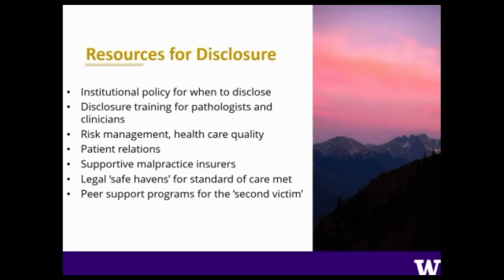Your institution will have resources for disclosure, sometimes disclosure training. Risk management is actually a really good resource. They have a lot of information, and they tend to, surgery and medicine have a lot of disclosures, so they're very familiar with this space. Patient relations can be helpful. In private practice, your malpractice insurers can actually be super helpful. They don't want to put out big payouts, so they want to partner with you.